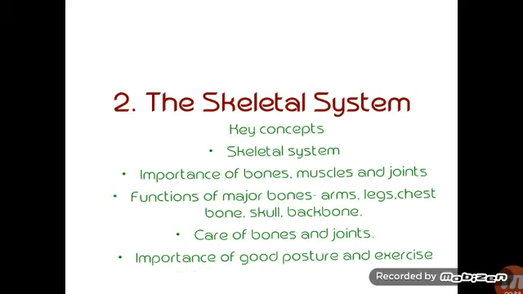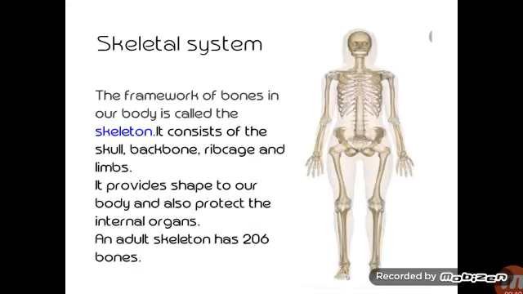So first of all, the question comes to our mind: what is the skeletal system? The skeletal system is the framework. You know frame, photo frame. Similarly, like a photo frame, it is the framework of bones in our body. That is called the skeletal system. As the photo frame is there and your photo is protected in it, similarly our body is framed with bones, and that is called the skeleton, and that framework consists of the skull.